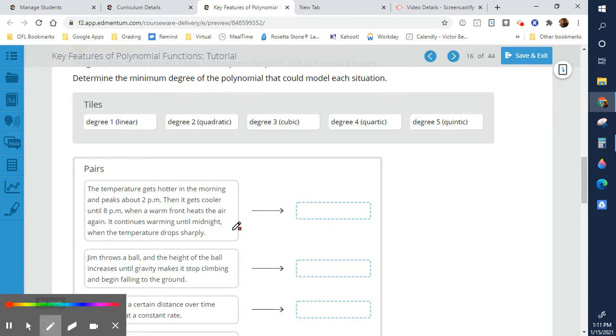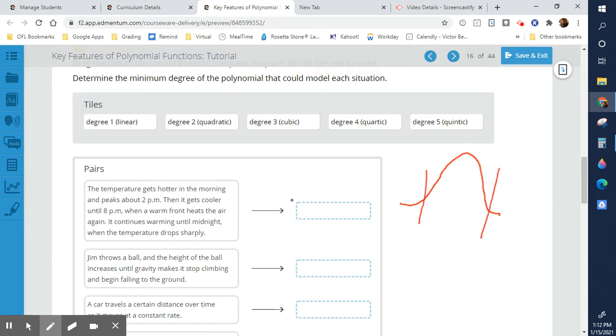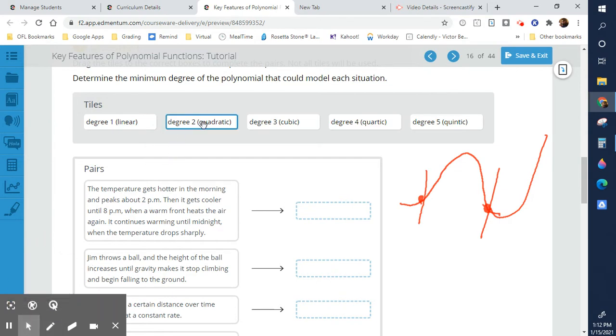So in other words, what's happening here is the temperature gets hotter in the morning. It's going to keep going on, and then it's going to drop down. So to me, this feels like a quadratic. It's going to go up and then it's going to go back down if we're only talking about that period of time. At some point in time it will go back up again, but I have a feeling they're only talking about these two periods of time, which is a parabola. It's a quadratic.